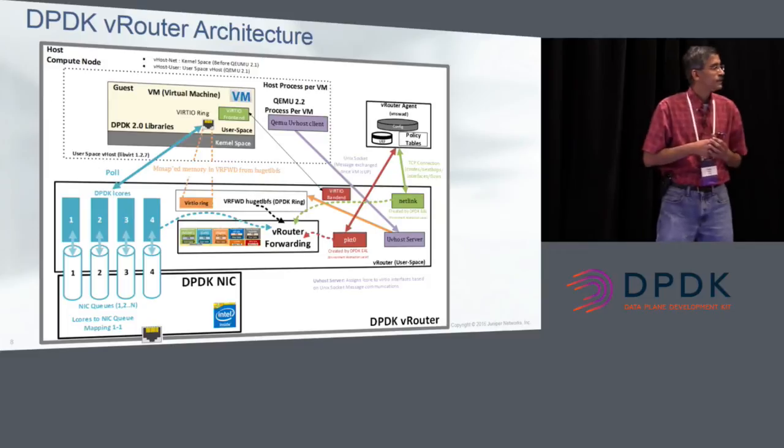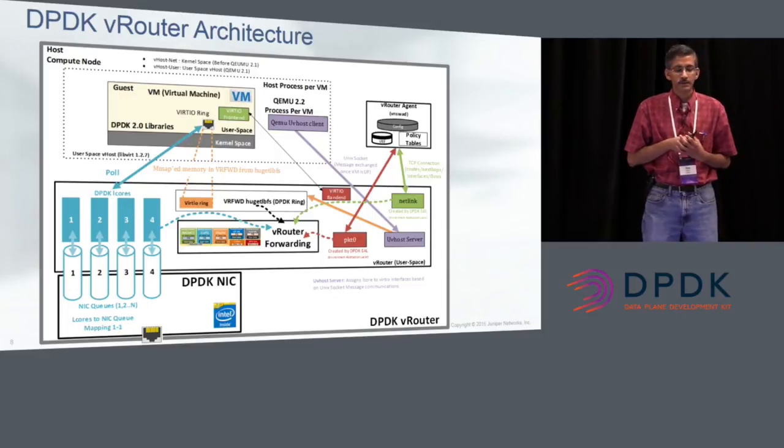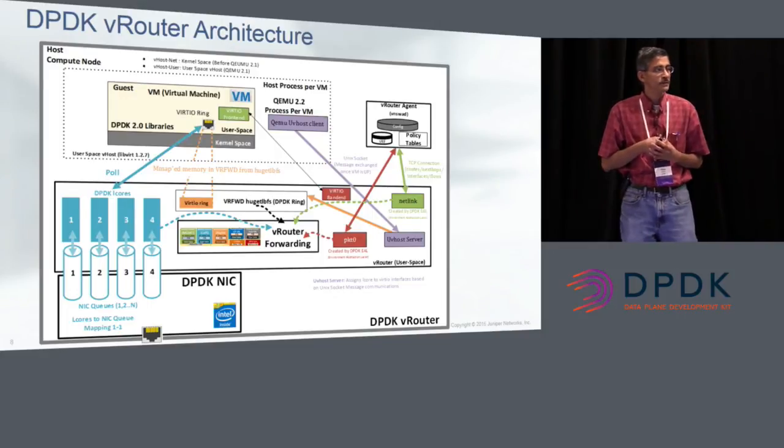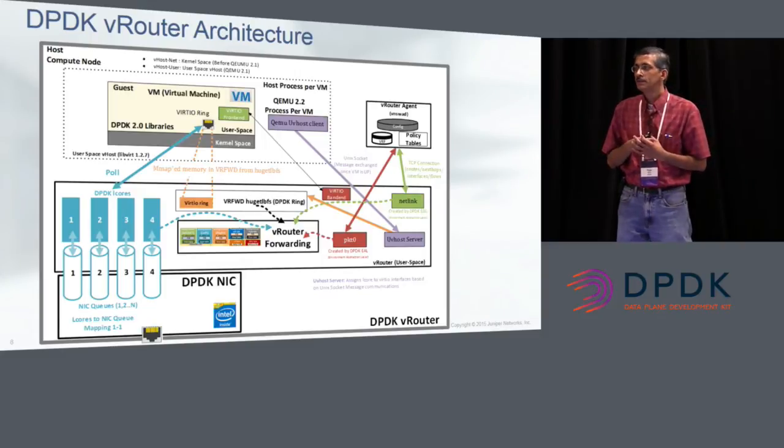Once we integrated vRouter with DPDK, our packets per second number is much higher. For the same scenario where we got 500,000 packets per second with the kernel module, once we integrated with DPDK, we are able to get more than 8 million packets per second.